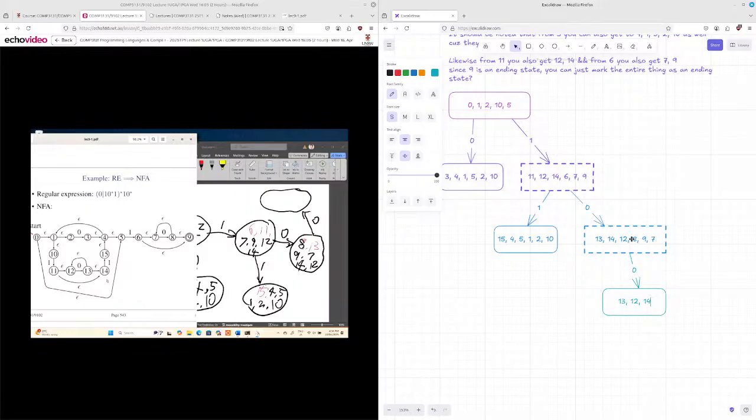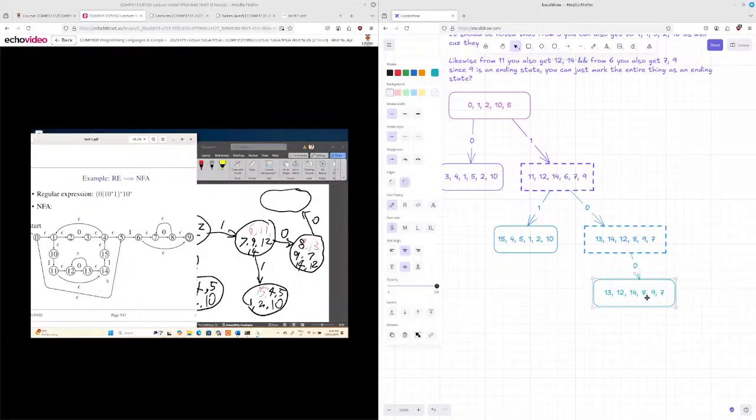8 through 0, can't do anything. 9 to 0, can't do anything. 7 through 0 gives you 8, which gives you 9 and 7. Wow, these are equivalent. Crazy.